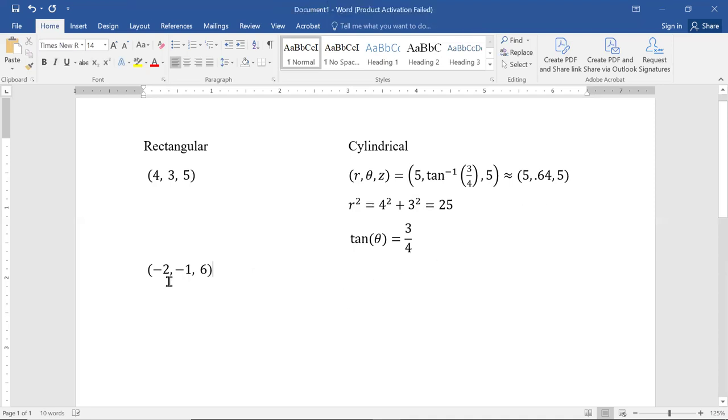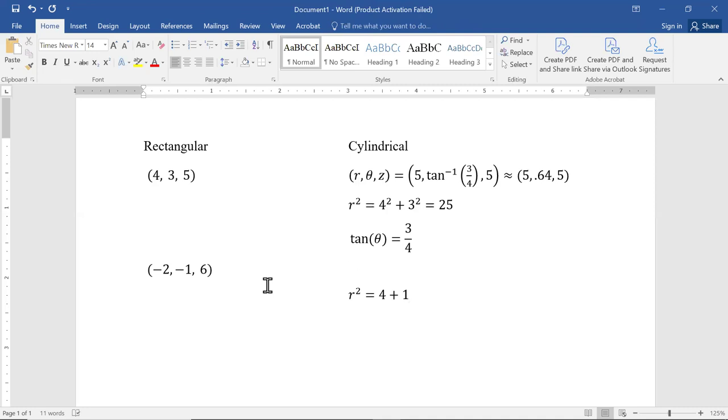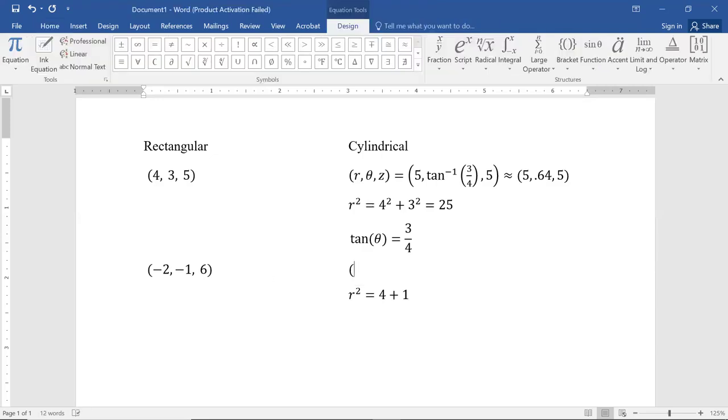Now, if you do the same thing here, you have to be a little bit careful. My r, well, let's go through this. r squared is going to be x squared plus y squared. Negative 2 squared is 4. Negative 1 squared is 1. So we get an r, which is the square root of 5. So that's my r.